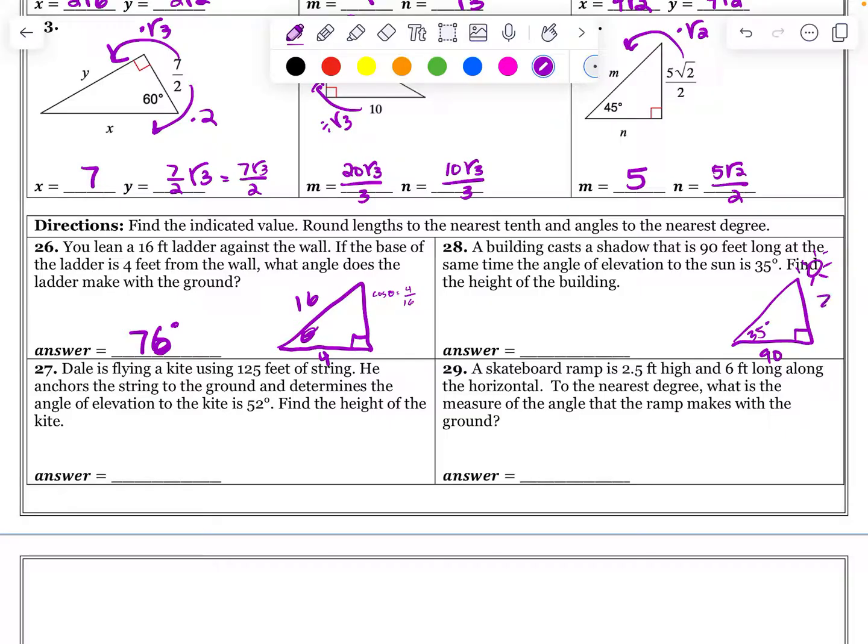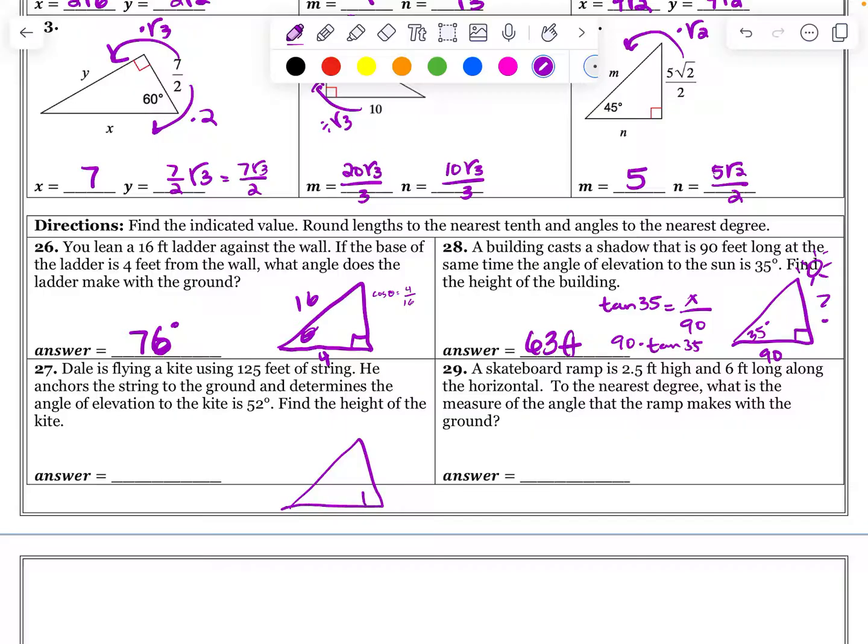Find the height of the building. I'm looking for this. So that is going to be opposite over adjacent. So the tangent of 35 equals x over 90. I need to do 90 times the tangent of 35. 90 times tan of 35 is 63 feet. 63.01 feet. Yeah.